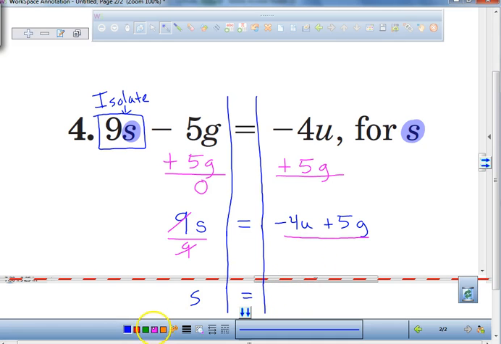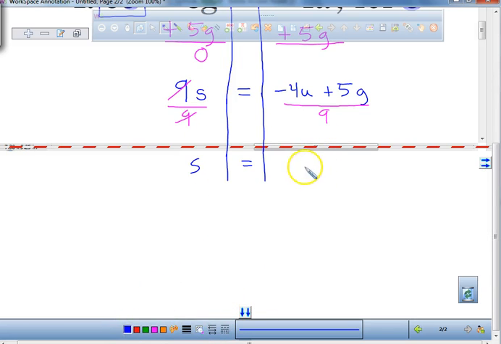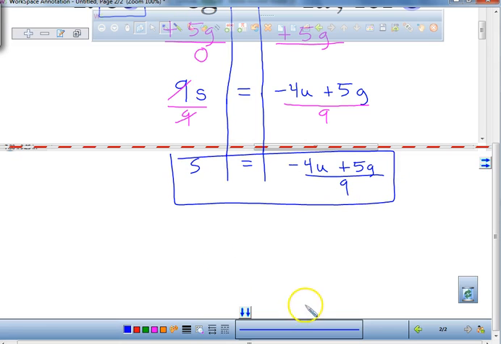Our final answer, when we divide both sides by 9, is what? S equals 4u plus 5g divided by 9. Close. Negative 4u plus 5g, all divided by 9. This is your final result if you solve for s.